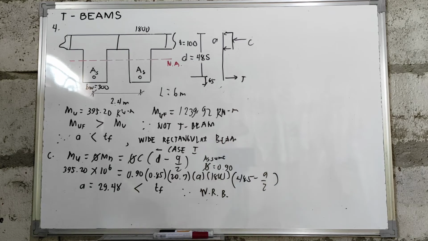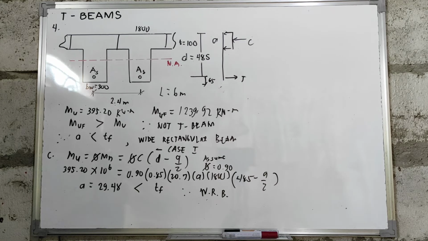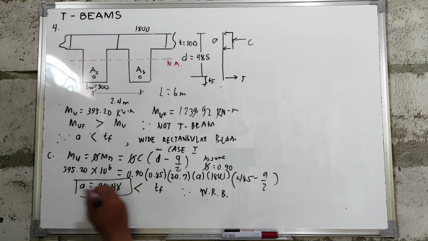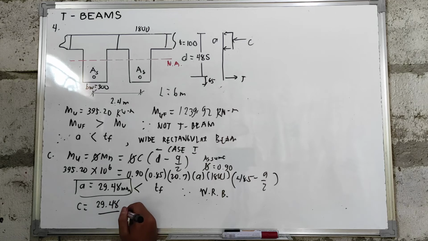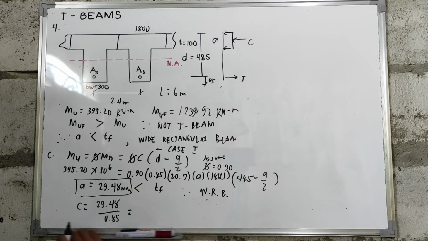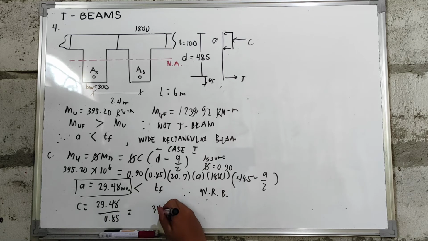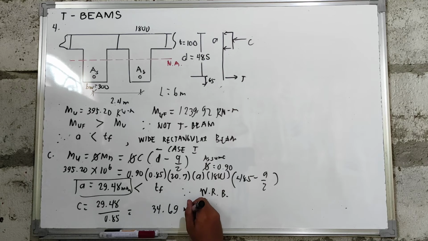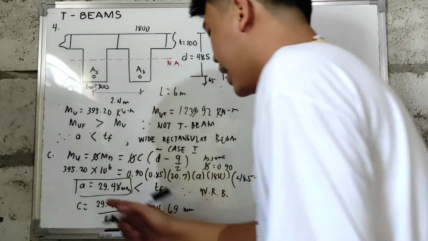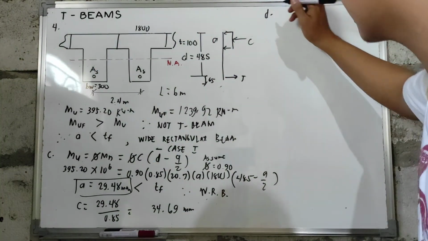So, yung analysis natin is nasa case 1 tayo. So, with that, eto na ngayon yung value ng A natin na naka-millimeters. Hanapin natin yung C. So, that is 29.48 since NSCP 2015. Tapos, 20.6 lang yung F prime C natin. So, the value of your beta is 0.85. So, C is now equal to 34.69 mm. So with that, kapag nakuha natin yung C natin, proceed tayo sa next step.